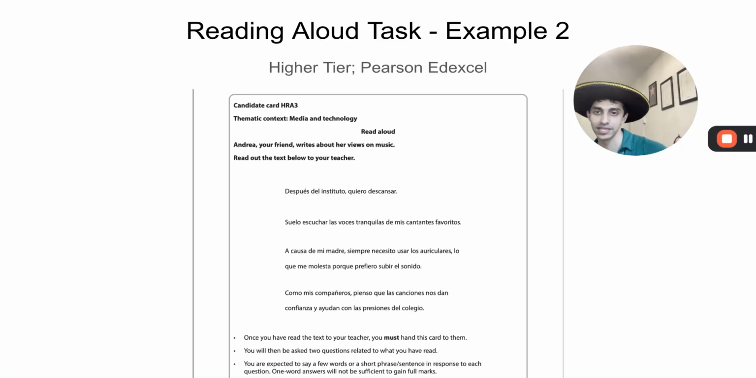You can see that this reading aloud task is again connected to a specific theme. Here it's media and technology. And the instructions are given below, so very important to read through those thoroughly as well. It says, once you have read the text to your teacher, you must hand this card to them. You will then be asked 2 questions related to what you've read. You're expected to say a few words or a short phrase or sentence in response to each question. One-word answers will not be sufficient to gain full marks. It's safer to go beyond that and to say more rather than too little.